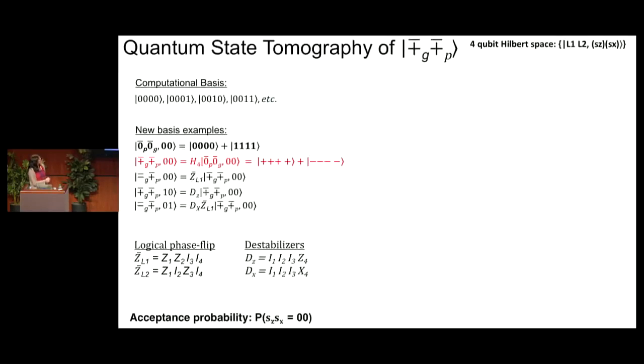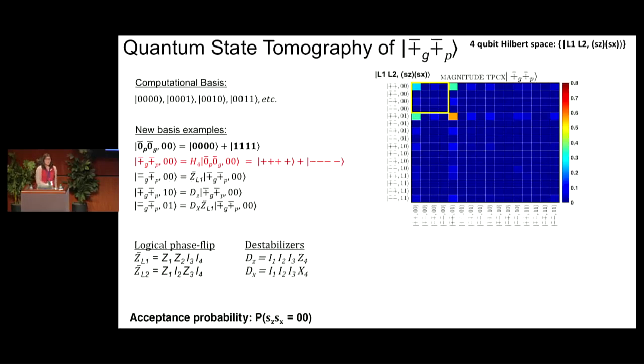Looking here, you could start from, say, a 0,0 or a plus plus state, and here I'm writing a perfect 0,0. The SZ and SX is 0,0. So this is the proper logical plus plus state, and by applying either a bit flip or a phase flip on the logical 1, or applying a destabilizer, you could change these bits, the 4-string bits. And this is going to be the new basis I'm going to use to look at the reconstructed states. Just to note that I'm going to define the acceptance probability, which means the probability that the state is in this encoded state, as the probability of SZ and SX being in 0,0.